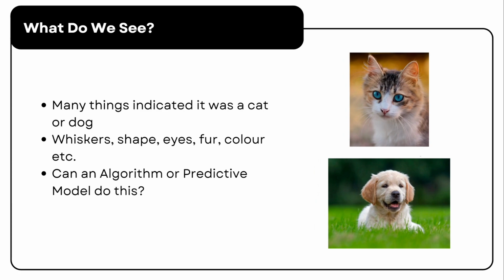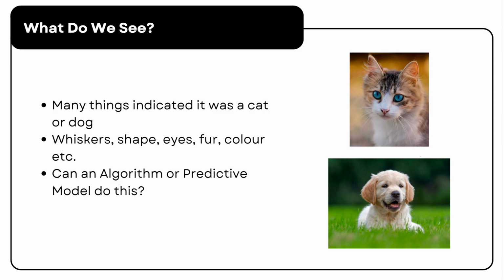You as a human have learned the differences between cats and dogs from a very young age. You know what a cat looks like. It has these whiskers, these big eyes. You know what the shape of a cat is. And you know dogs are quite distinct. So there are many things that tell us it was a cat or a dog.